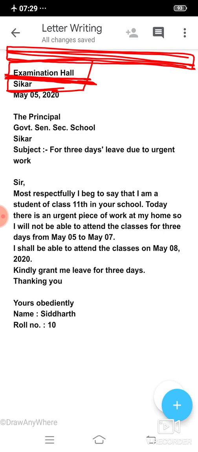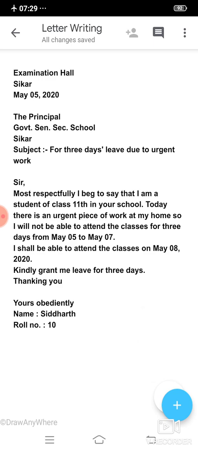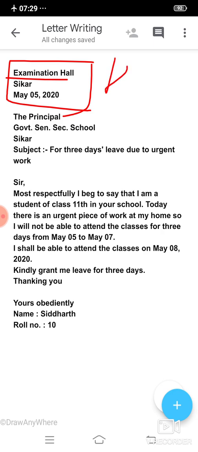So if we are writing a sender's address, in that address we have to capitalize the first letter of each word. Below the examination hall we write the name of the city. After the name of the city we write the date. This is the very date on which we are giving the exam. So first of all we write the heading of the letter. In the heading we include the sender's address plus the date on which we write the letter.